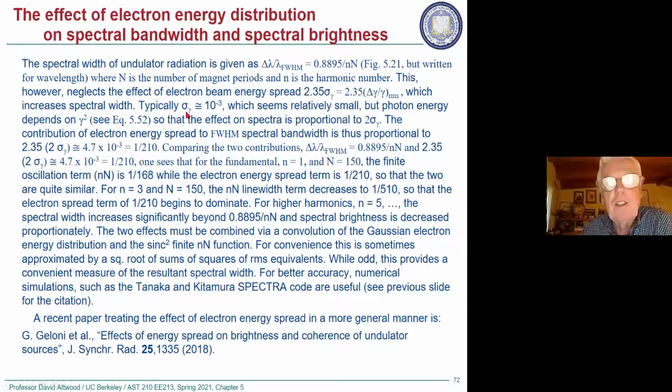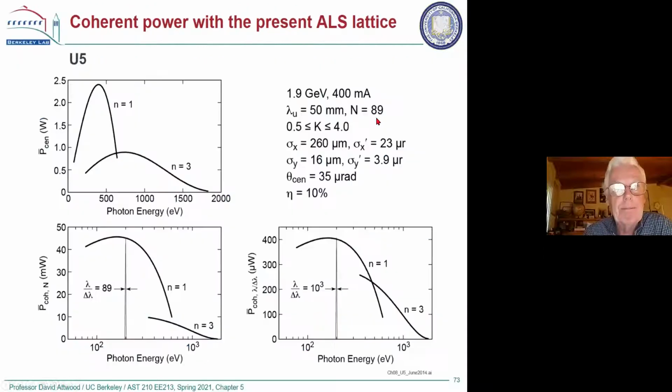So this sigma gamma means delta gamma over gamma. That's what it means in RMS terms. And it's about 10 to the minus 3. And this is just some details if you want to read about that. But there is a question where it asks you, what else will cause a spread in the spectral width of undulator radiation? And it is that there's a little spread in the beam energy. Okay. And so these are curves which we've been looking at for the present ALS lattice.